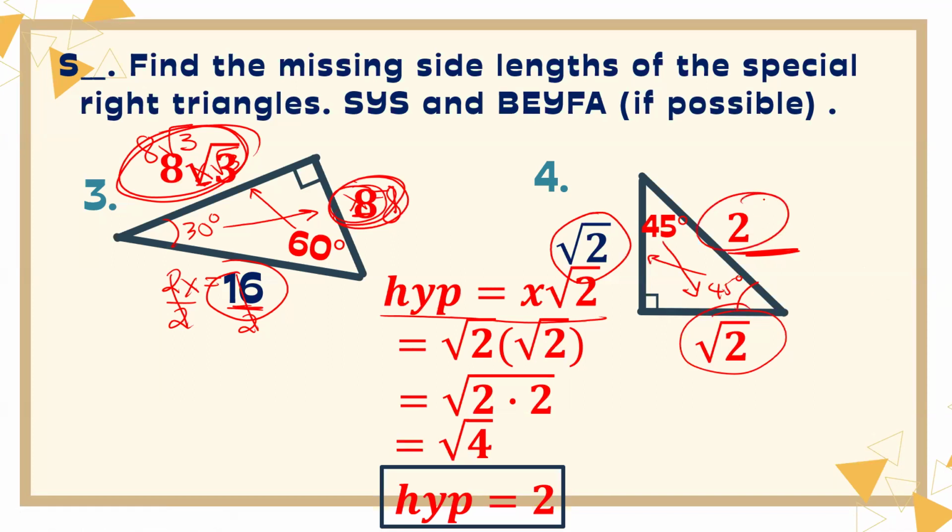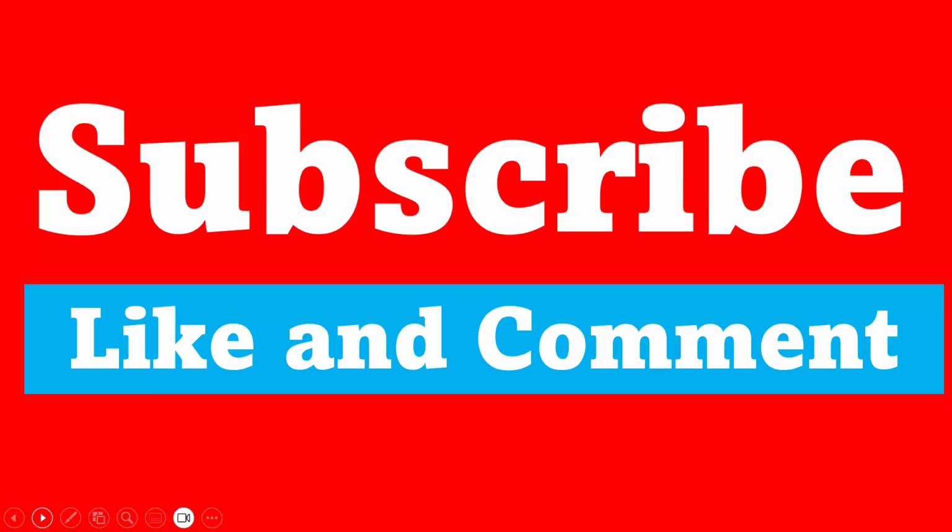Okay, so that's how we solve the length of the sides of special right triangles. So in summary, the special right triangles may have 30, 60, 90 degree angles or 45, 45, 90 angles. And these triangles have a special pattern on how we calculate the length of the sides of these triangles.